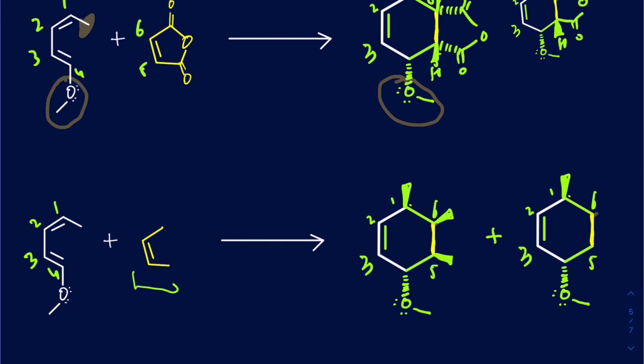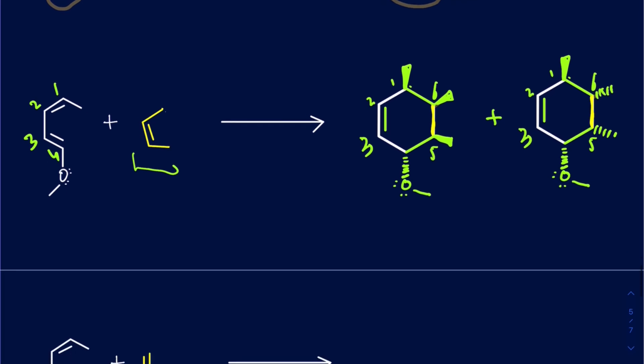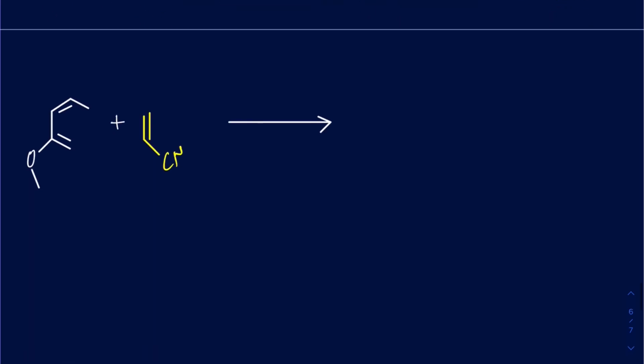So I could also have, but they both need to be cis to one another. They can't be trans. And now in this case, I'm not really saying that they're going to be meso, because the diene that we used wasn't symmetrical, so there's no plane of symmetry in this particular case here. So they could be called a pair of diastereomers.